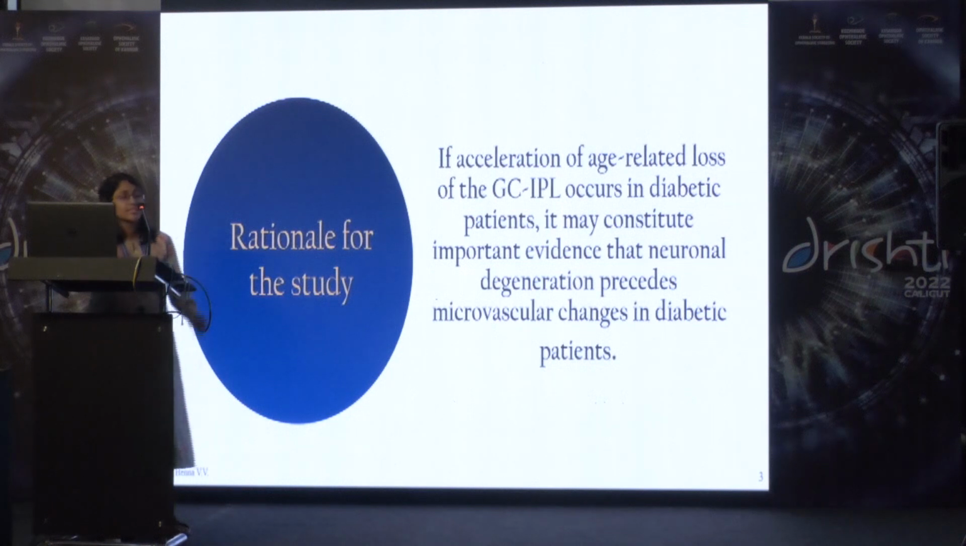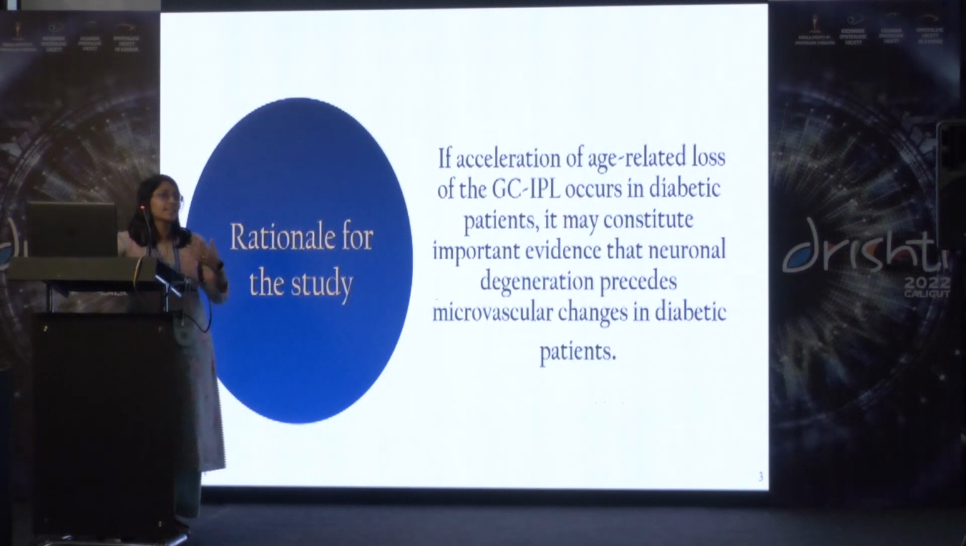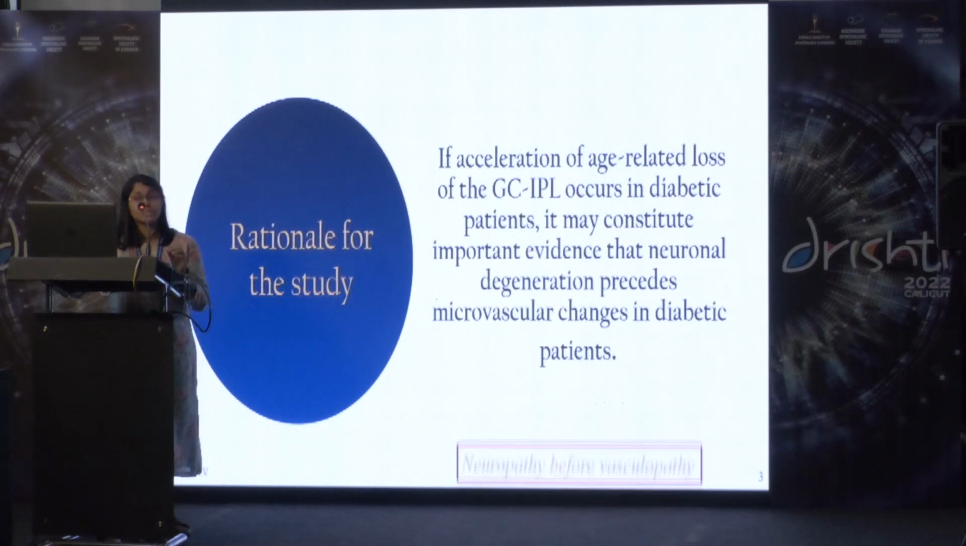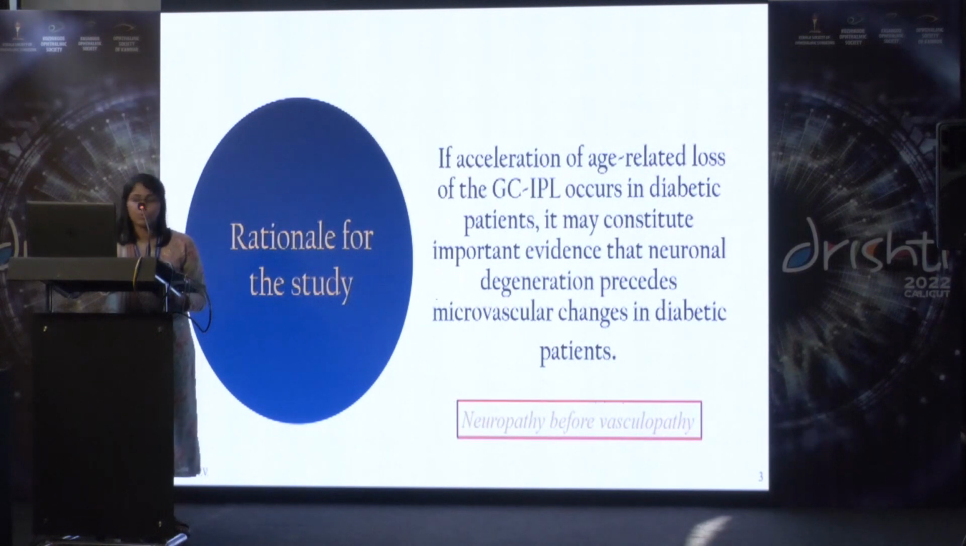The rationale for my study is, if we can prove that there is a thinning of retinal layers, it constitutes great evidence that diabetes accelerates the age-related loss of ganglion cell inner plexiform layer. And indeed, neuropathy occurs before vasculopathy.